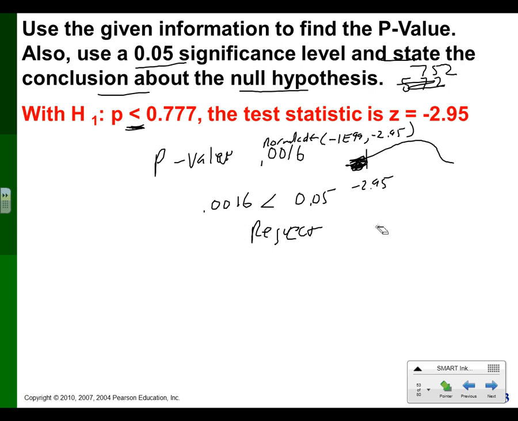That's coming up shortly. So, reject the null hypothesis. Okay? So either use your normal CDF or use your textbook.